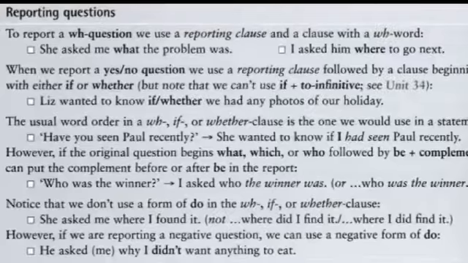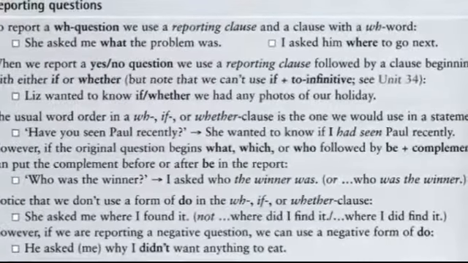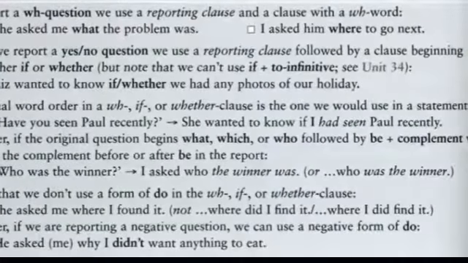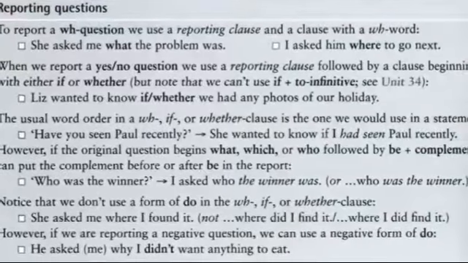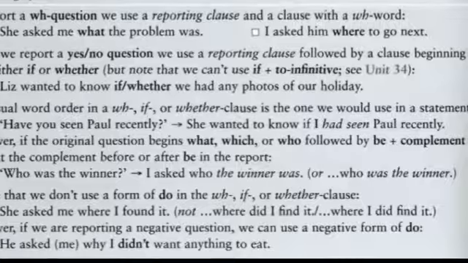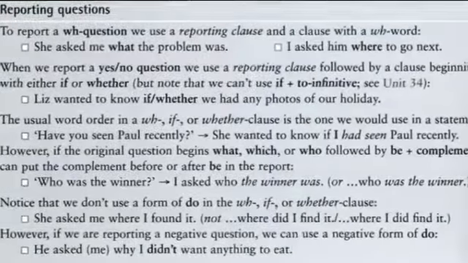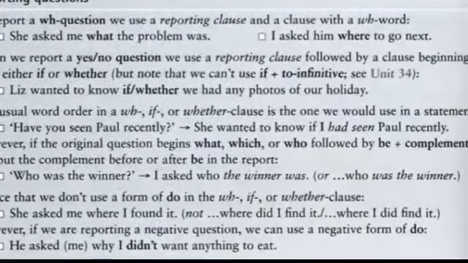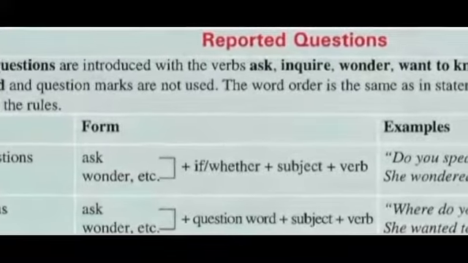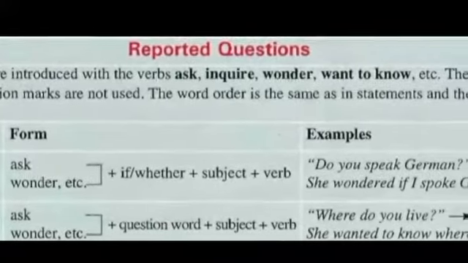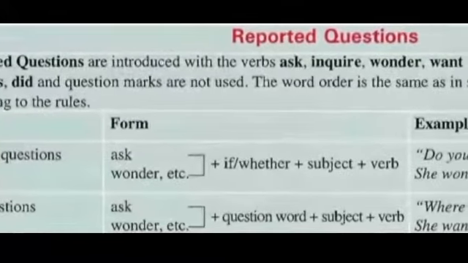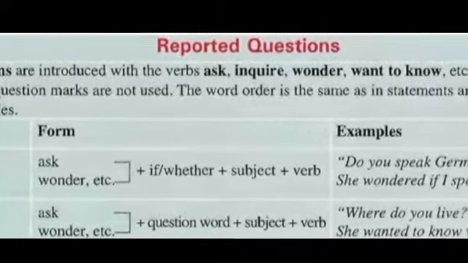We should notice that we don't use a form of do, that means do, does, did, in the WH or if or whether clause in the indirect speech. However, if we are reporting a negative question, we can use a negative form of do. That means didn't, doesn't, don't can be used in a negative question. Reported questions are introduced with the verbs ask, inquire, wonder, want to know, etc. As we said, the auxiliaries do, does, did, and question marks are not used in the indirect speech.